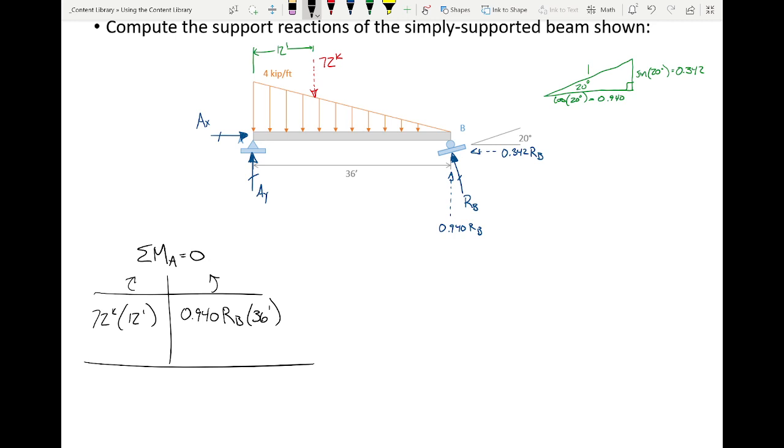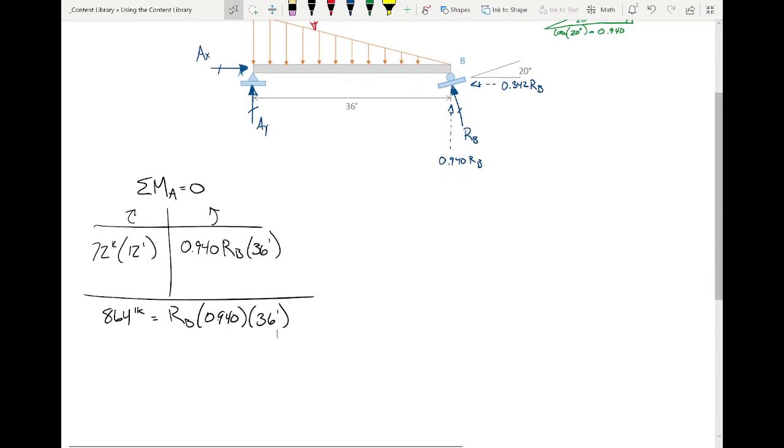Let's see. So we've got 72 times 12, and we've got RB times that. And so this one I can't do in my head. So what do we got? Say it again. 25.53.